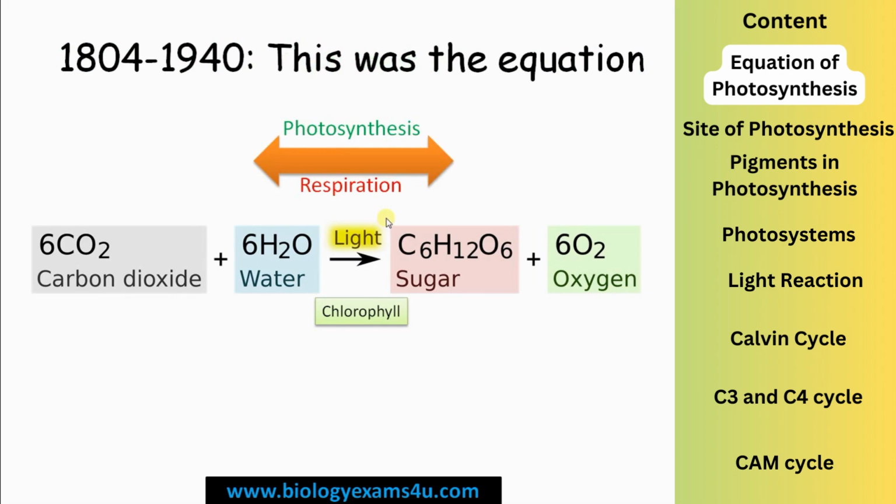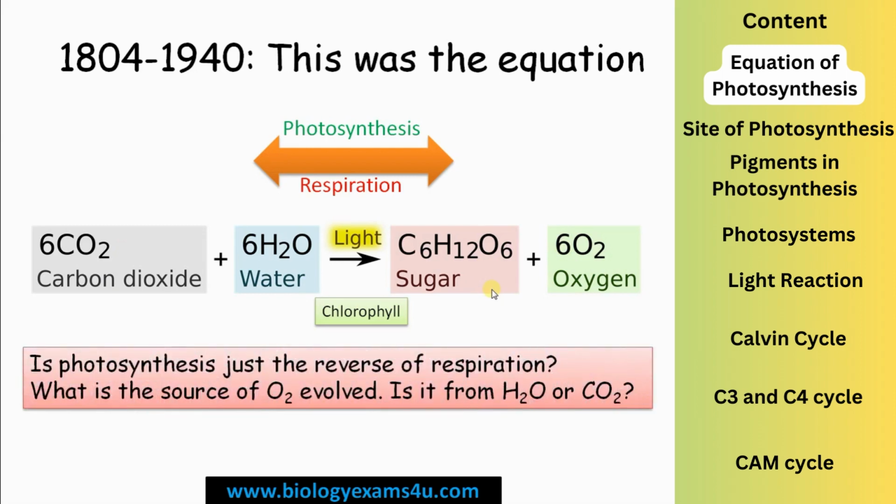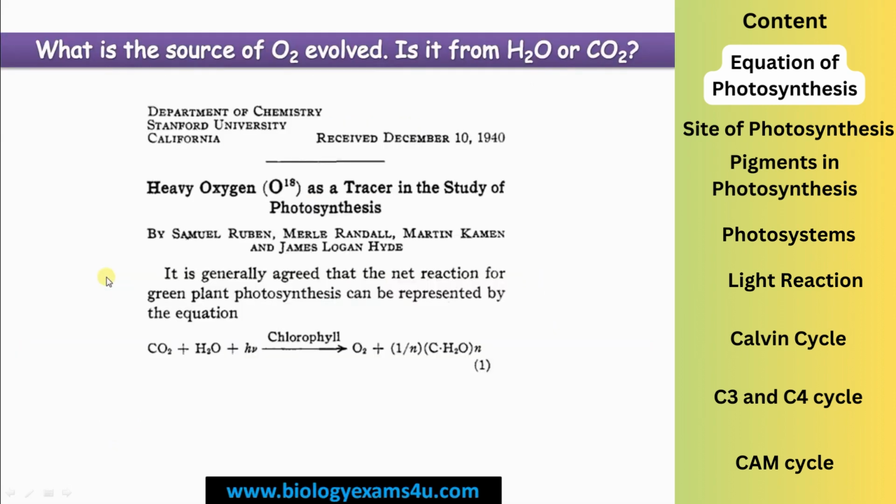It was believed that photosynthesis is just the reverse of respiration. In the case of respiration, the glucose molecule is broken down into carbon dioxide and water with the release of energy. So photosynthesis is a synthetic process, whereas respiration is a catabolic, or breakdown, process releasing energy. But this equation doesn't tell much about what is actually happening. What is the exact source of the oxygen evolved? Is it from water or is it from carbon dioxide?